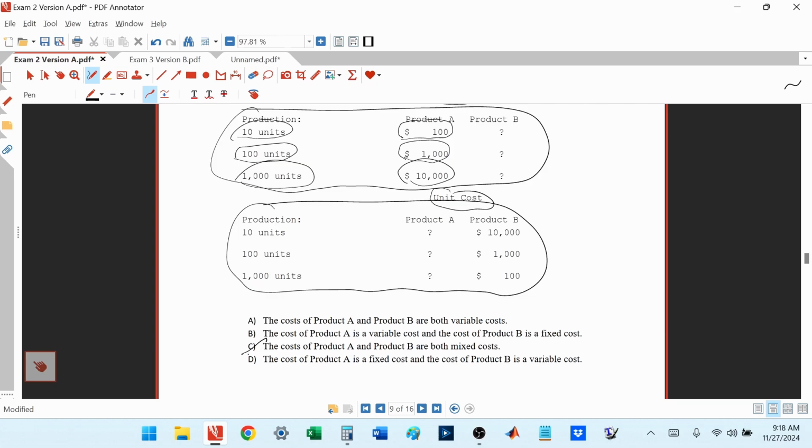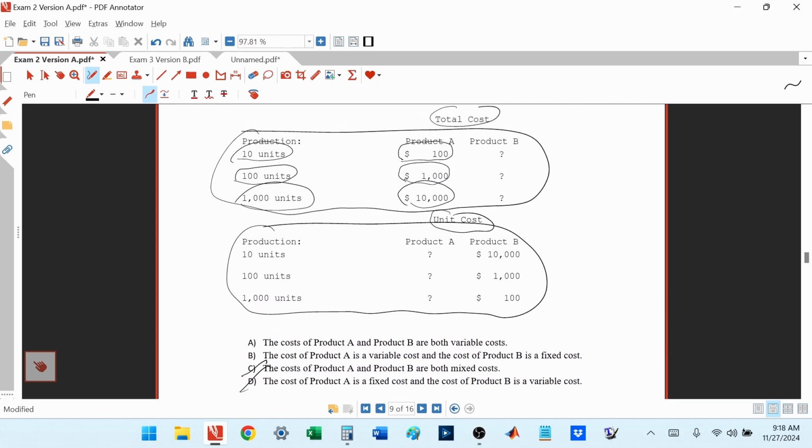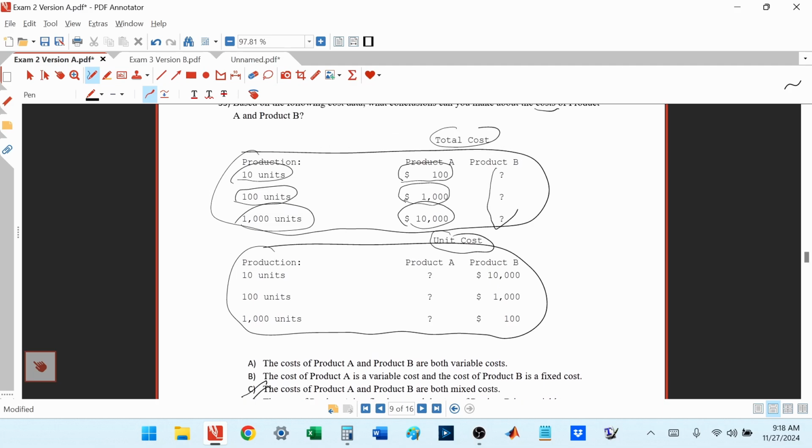So C is wrong, D is wrong. We're left choosing between A and B. The costs of product A are variable. What about the total cost of product B? Are they variable with respect to production? Well, we can't tell from the total cost information, but from the unit cost information, we can get this. So the per unit cost, in other words, to make 1 unit of product B costs us $10,000 when we're making 10 units of B. So 10,000 times 10 would be the total cost of B, which would be $100,000.